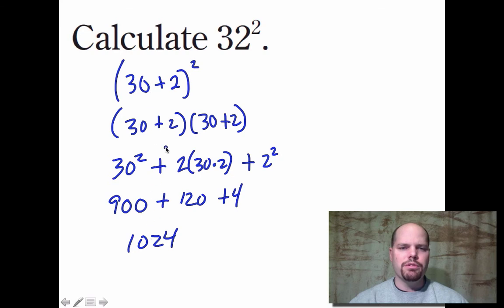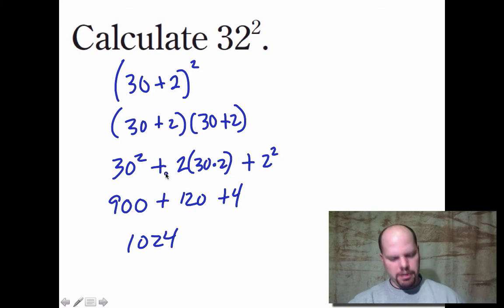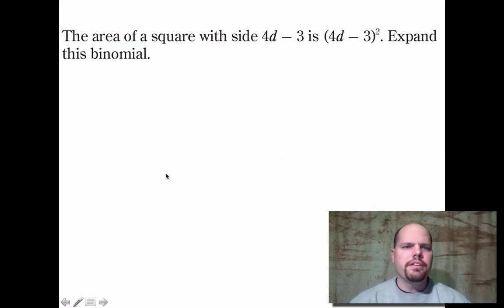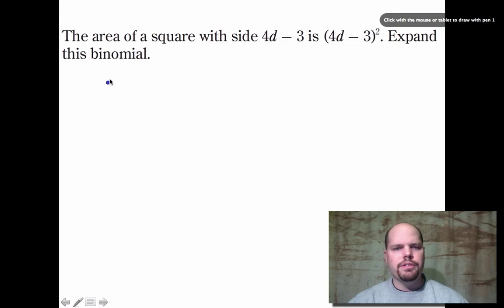So this is what I want you to show when it says calculate mentally. Just so I know you didn't use a calculator, I want to see this process that you change it to the square of a binomial and then use the pattern. All right, let's say the area of a square with a side 4d minus 3 is the quantity 4d minus 3 squared. Expand this binomial. Well, we just have the square of a binomial, okay?